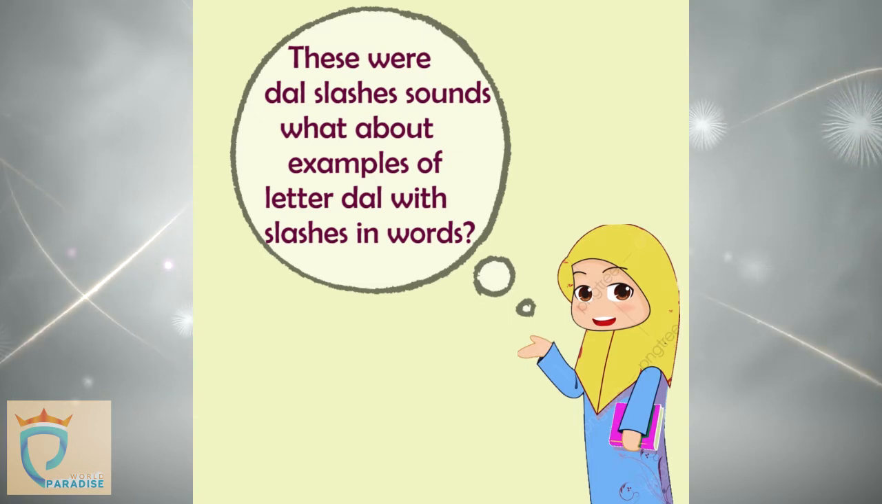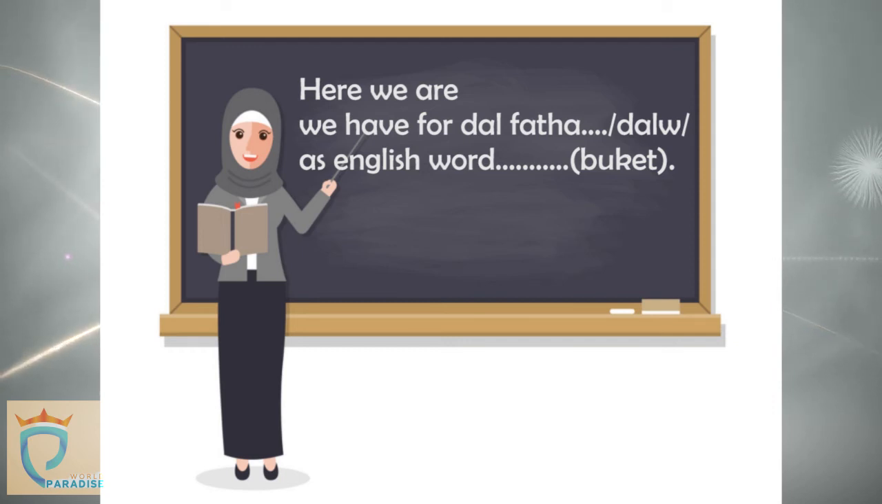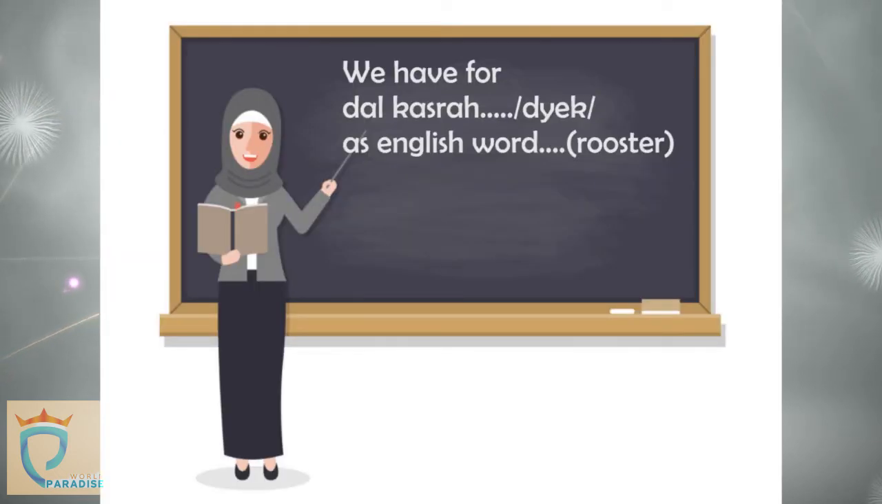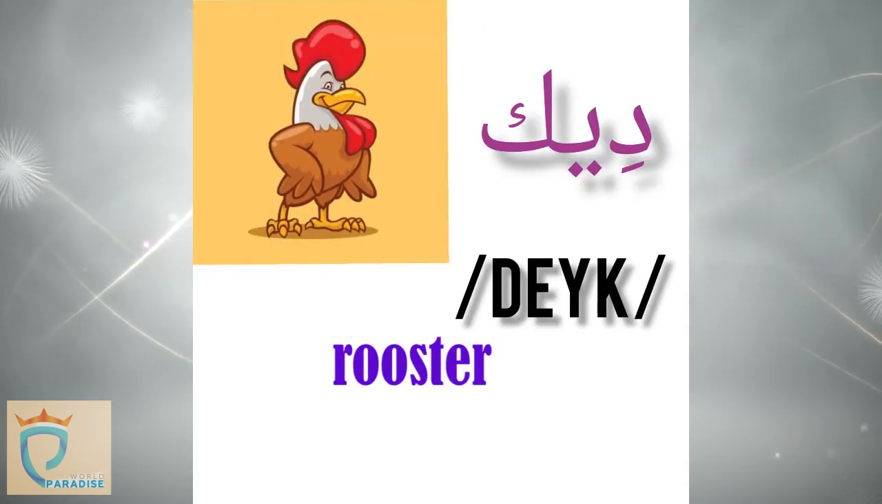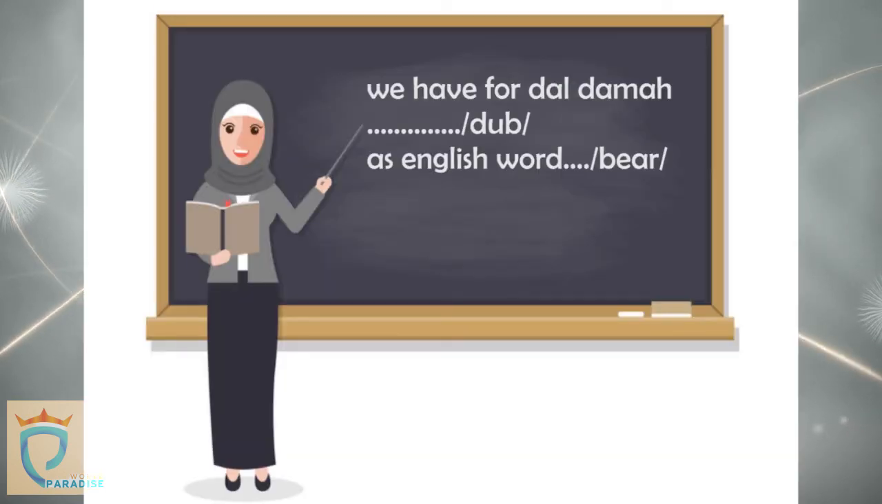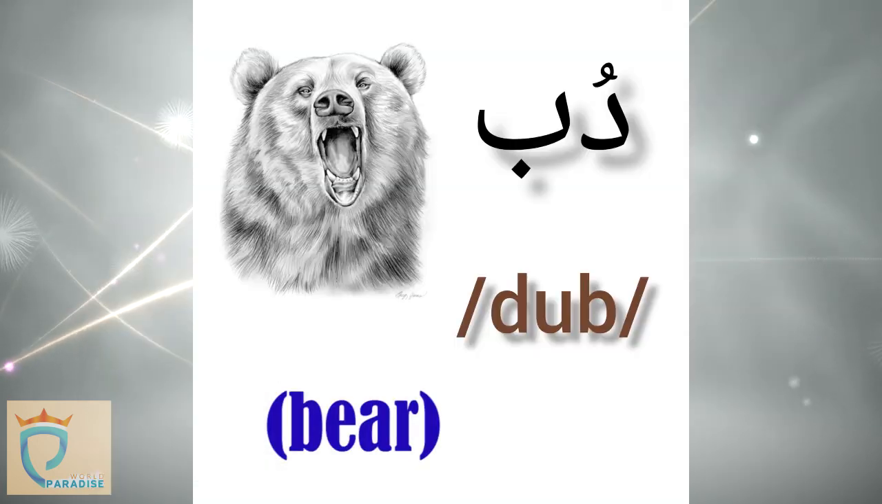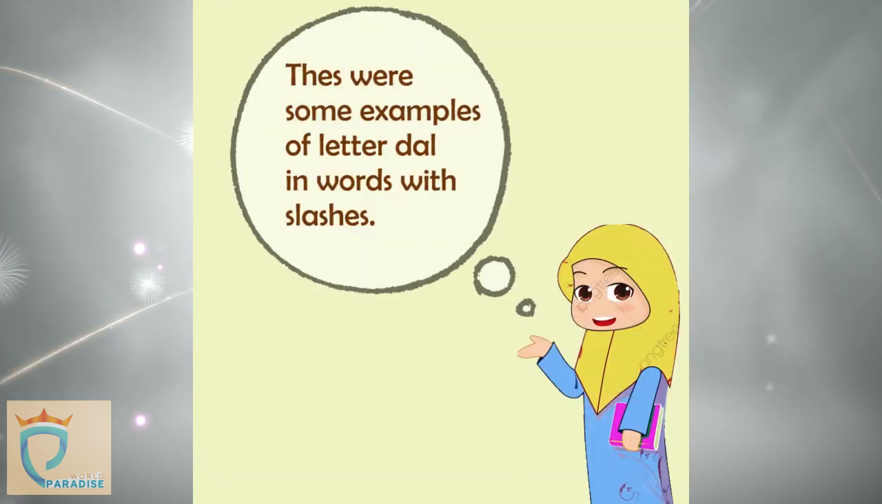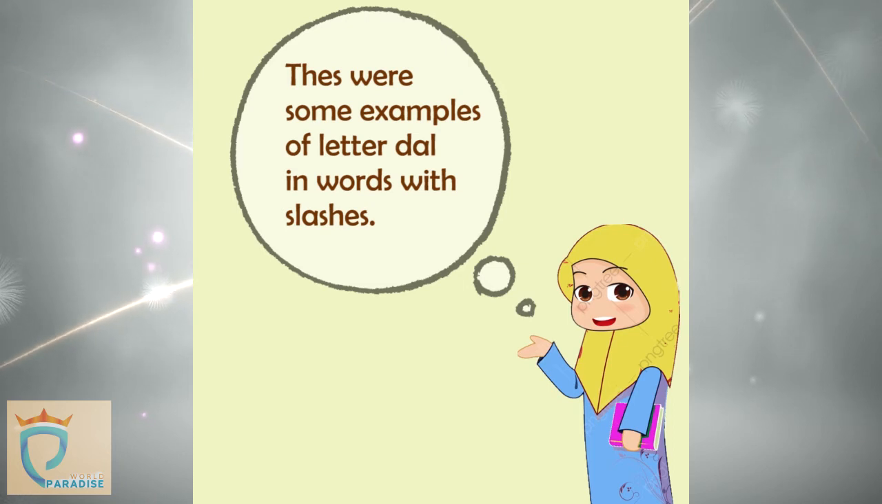What about examples of letter dal with slashes in words? Here we are. We have for dal fatha, dalu, as English word pocket. We have for dal kasra, deek, as English word rooster. We have for dal damma, dub, as English word bear. These were some examples of letter dal in words with slashes.